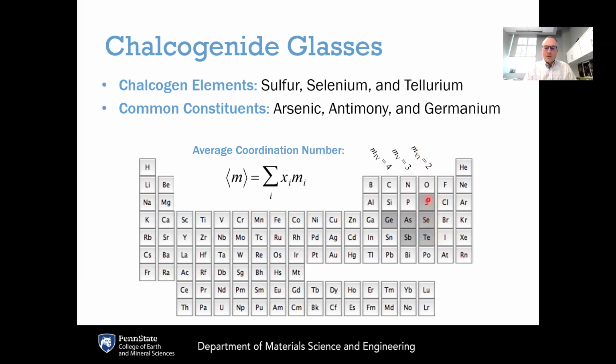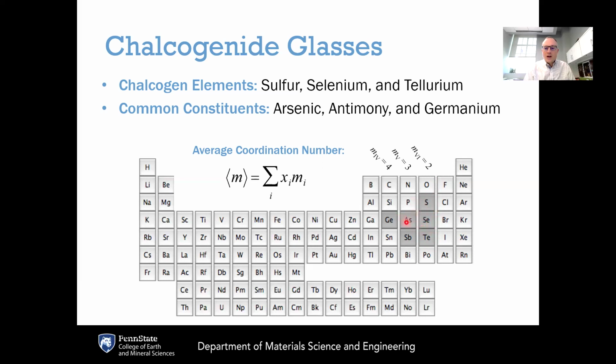All of the elements in this column here would have a coordination of 2, but they're getting progressively larger and larger. A chalcogenide glass is a glass that is based, instead of on oxygen, on one of these other chalcogen elements, usually either sulfur, selenium, tellurium, or some combination of 2 or 3 of them. And more often than not, they are mixed with other elements.